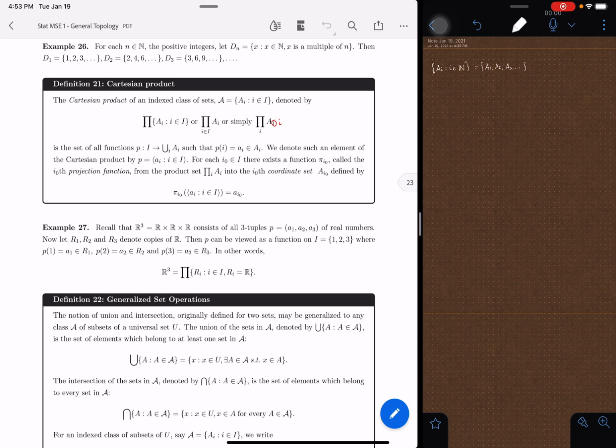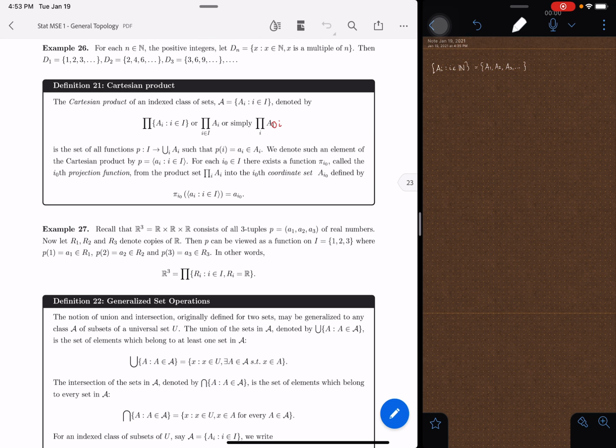In other words, R cubed is the product of R sub i over i in I, where R sub i is equal to the set of real numbers. Okay, so example 27 here illustrates the definition given in definition 21.